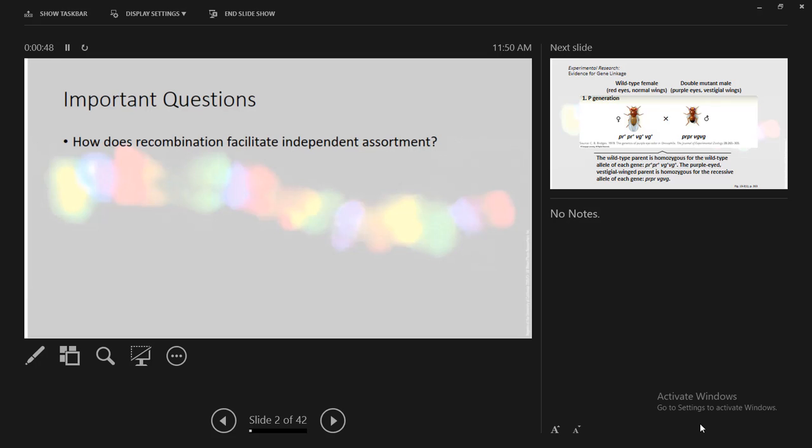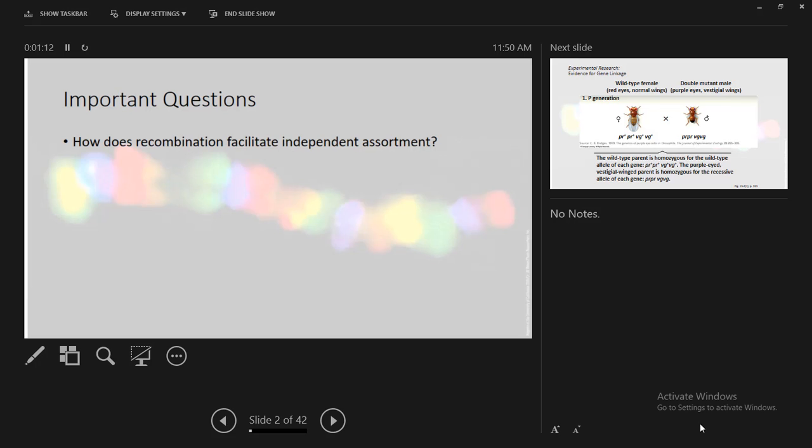A couple of classes ago, during our lecture break, I had you come up with mechanisms from meiosis that ensure or at least facilitate independent assortment. One of those is recombination, or crossing over. That helps to facilitate independent assortment even when the two loci are on the same chromosome.